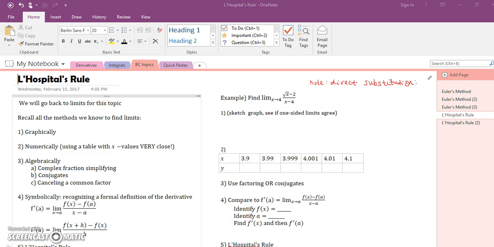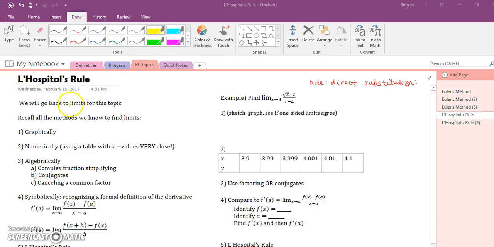Now this is a topic that used to be AB and BC. Then it was only BC. And starting this year, they added it back to AB again. Now when we do L'Hopital's rule, this is a good review of limits because L'Hopital's rule applies to limit problems. So we're going to go back to the beginning of the year.